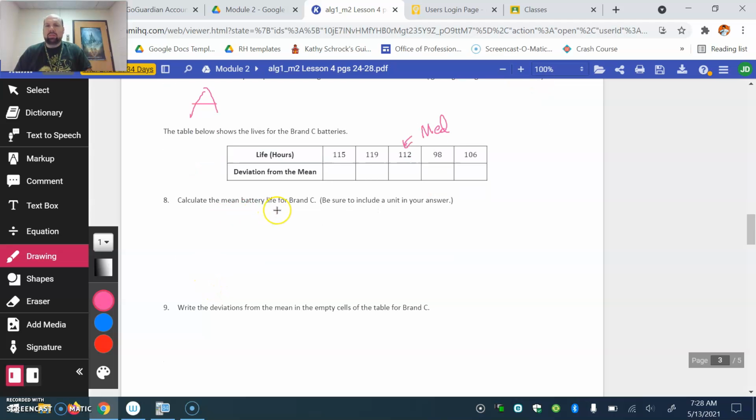We're going to calculate the mean. I'm going to have you do that, and then fill in the table. So I'm going to pause the recording. You pause the video. Try to answer 8, fill in the table, and actually it would be 9 as well, writing the deviations. And when we come back, we'll compare answers.